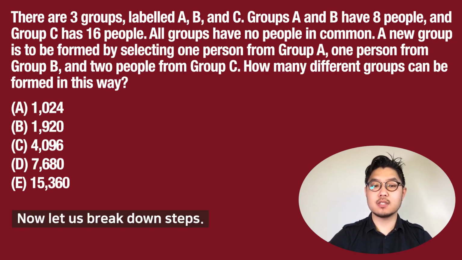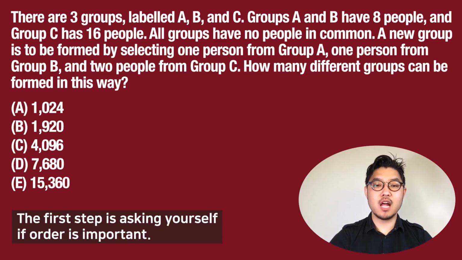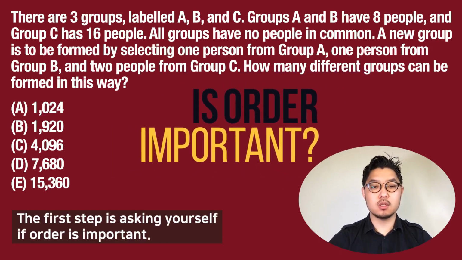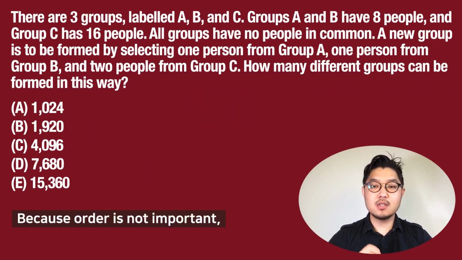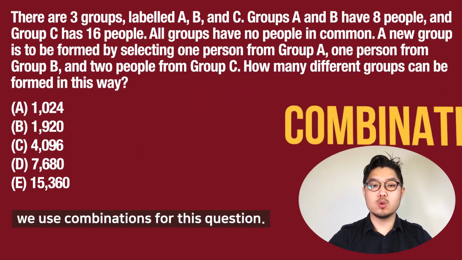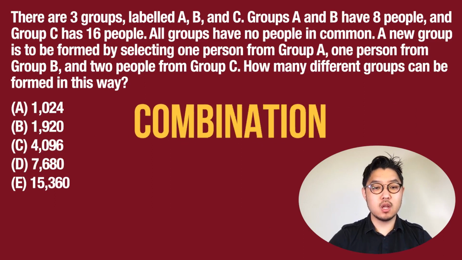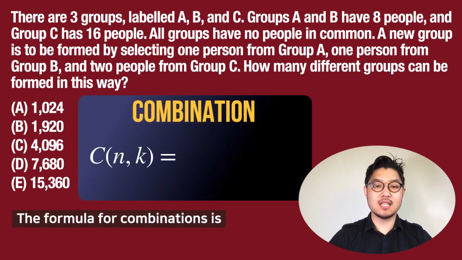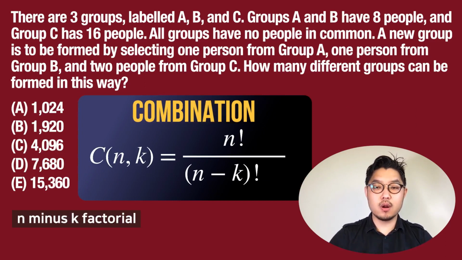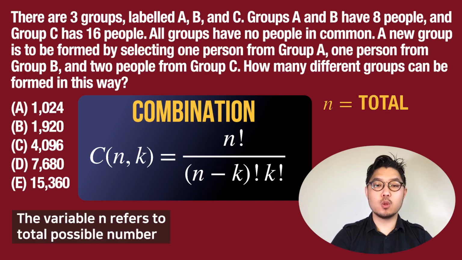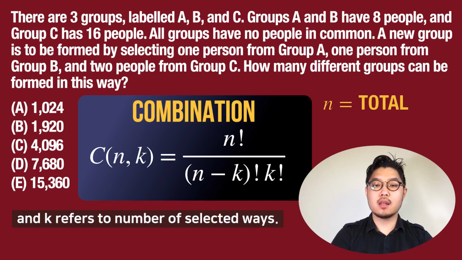Let us break down steps. The first step is asking yourself if order is important. Is the order important in this question? Not really. Because order is not important, we use combinations for this question. The formula for combinations is n factorial divided by n minus k factorial times k factorial. The variable n refers to the total possible number and k refers to the number of selected ways.